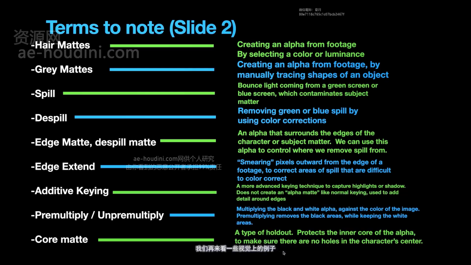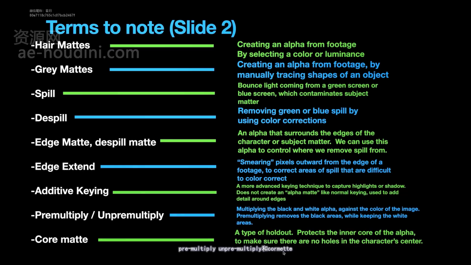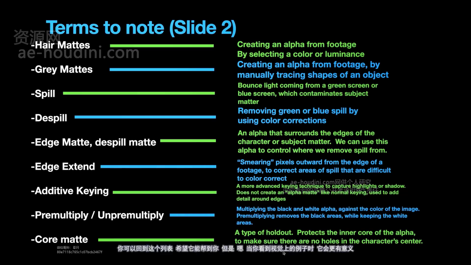Again, we're going to get to visual examples. I'm just quickly going through. Then we have a couple more advanced ones like additive keying, which will be easier to explain once we get to the visuals, pre-multiply, unpre-multiply, and core mat. We'll go through all those. That's a brief overview. I'll put the PDF there, but when you hear me saying something, I'm going to explain them later on. If you miss something, like what does he mean by additive keying, or what is he talking about with spill, you can go back to this list and hopefully it will help you out, but it'll make a lot more sense when we get to the visual examples.